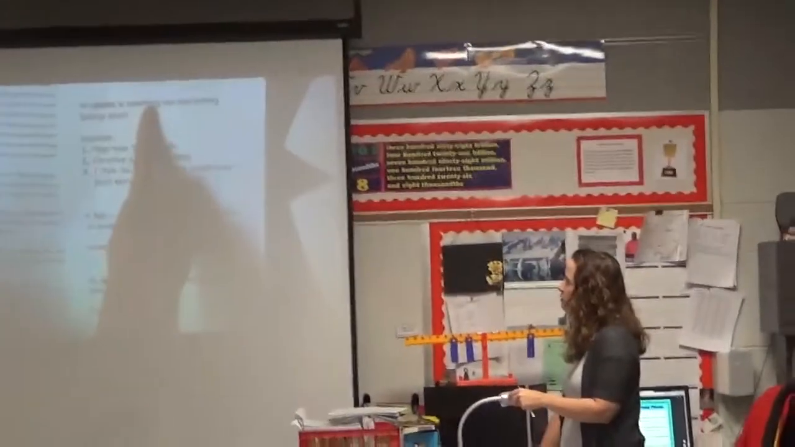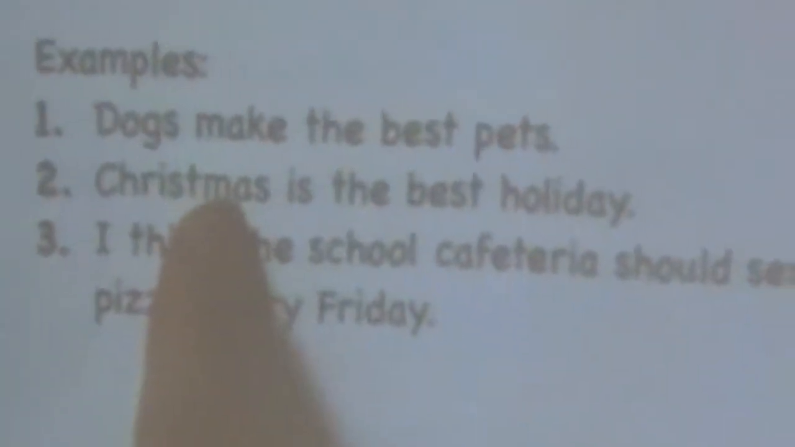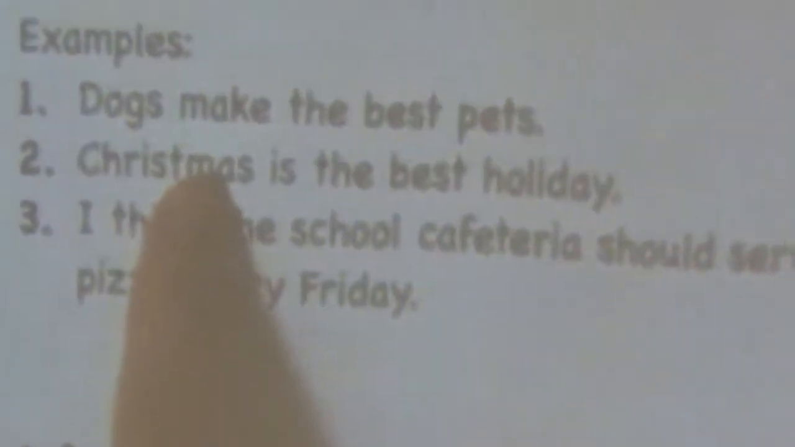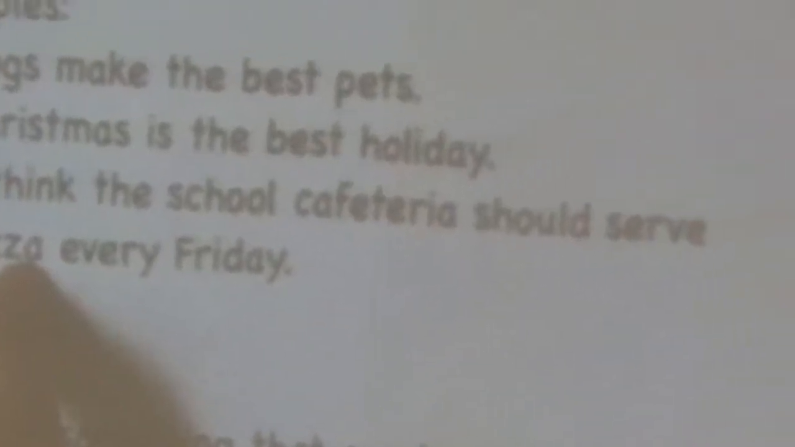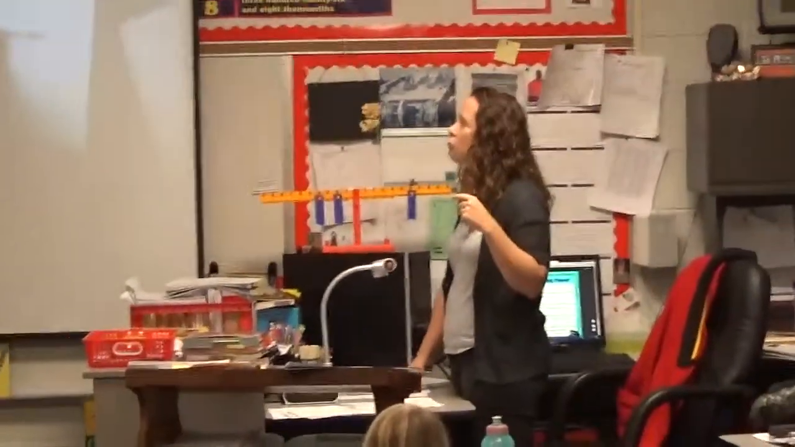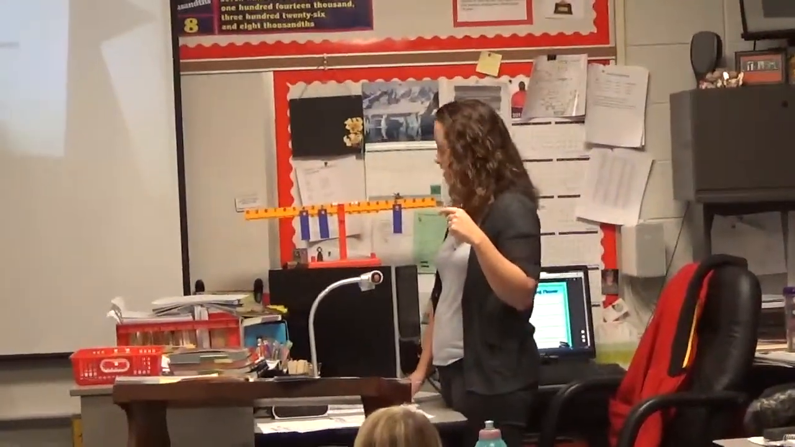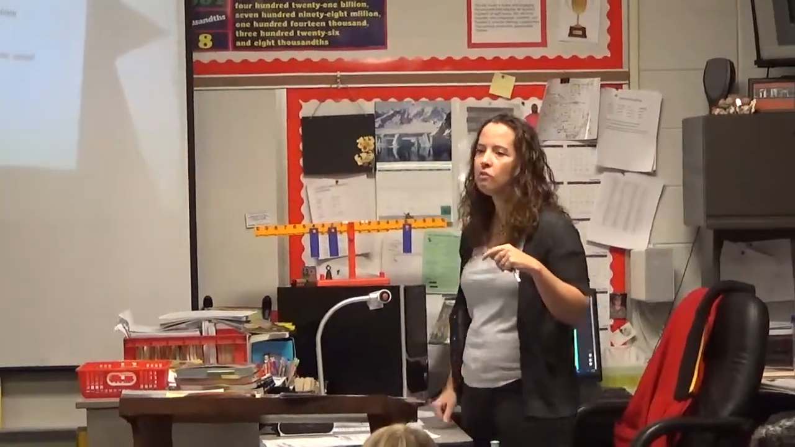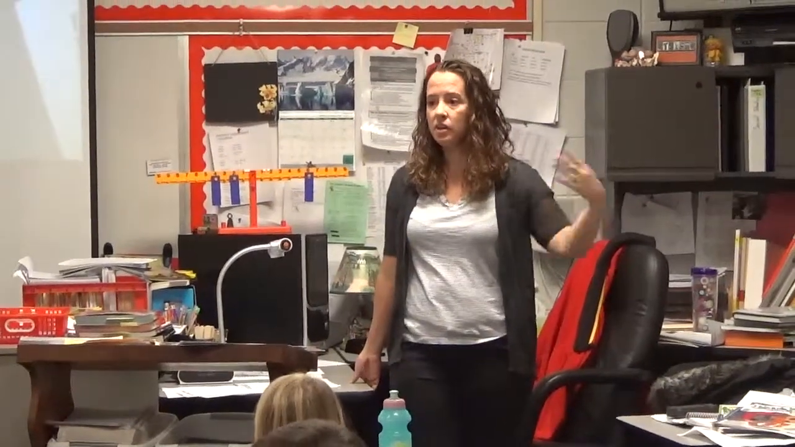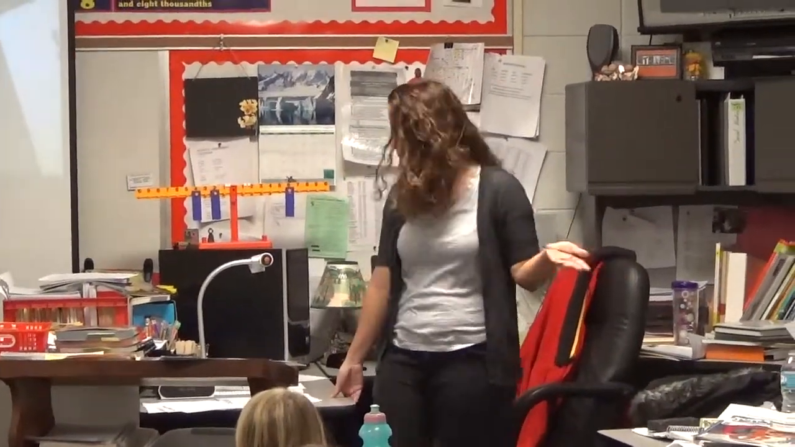Here's an opinion, right? Something you have a strong feeling about, like dogs make the best pets. Not everyone thinks that. Christmas is the best holiday. Not everyone thinks that. And then I think the school cafeteria should serve pizza every day. Okay. Every Friday. Now a fact, like you said, something that can be proven. Exactly. Broccoli is a green vegetable. If you go to the grocery store or go to your garden, you can look in vegetables, it's under the vegetable aisle, and it's green, right? Everybody can see that, it's proven.